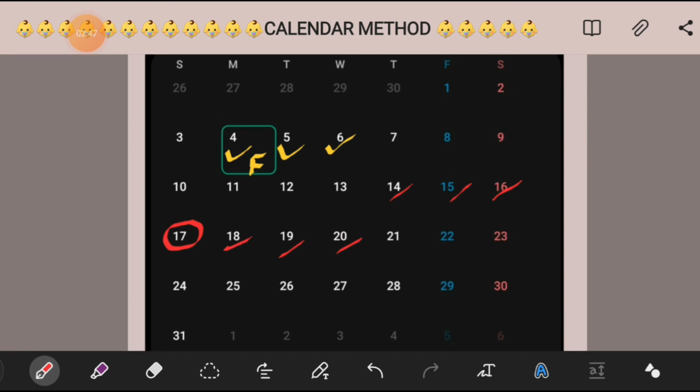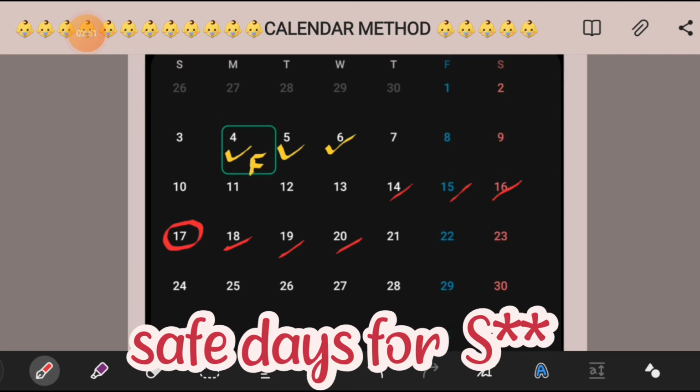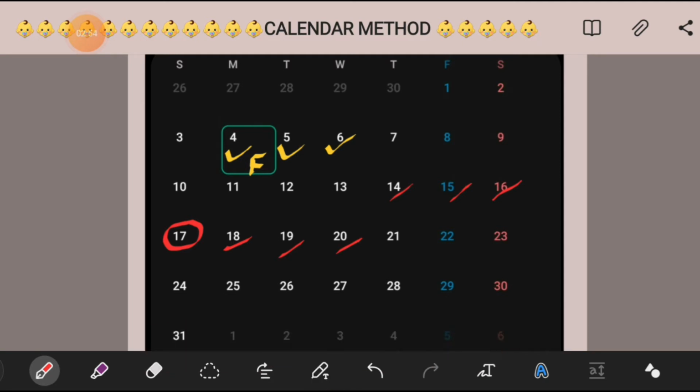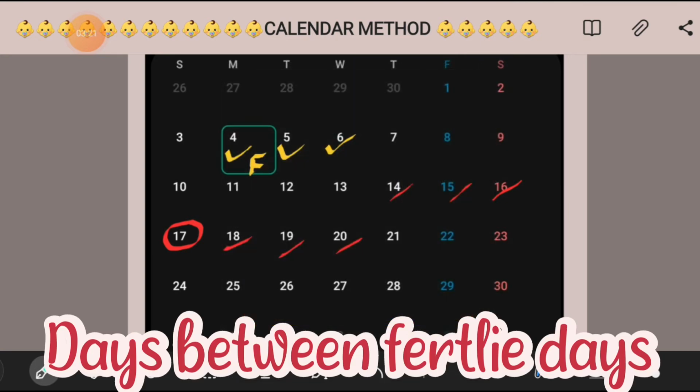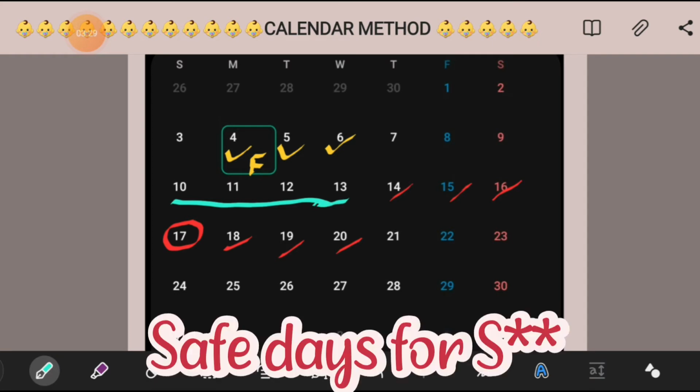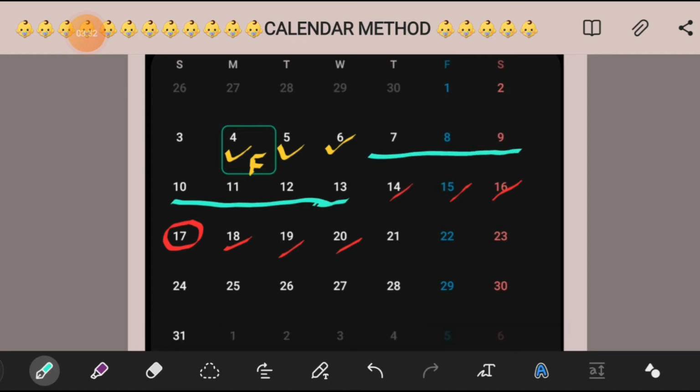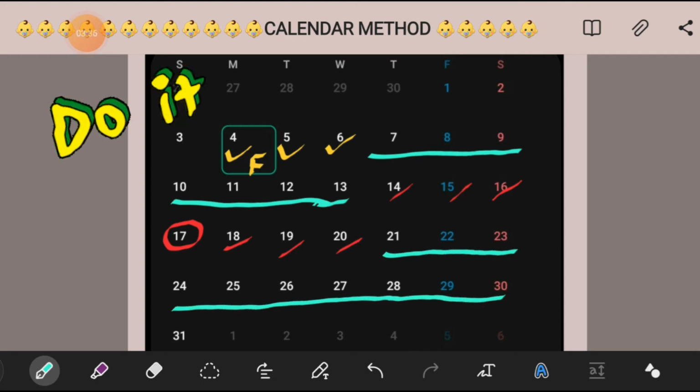Okay, now let's talk about the safest days to have intimacy or contact with your partner. The days from 14 to 20 are not safe, so the remaining days are your safest days. What are those? These are the days you are safe. This one and this one. All of these days are safe to have contact with your partner.